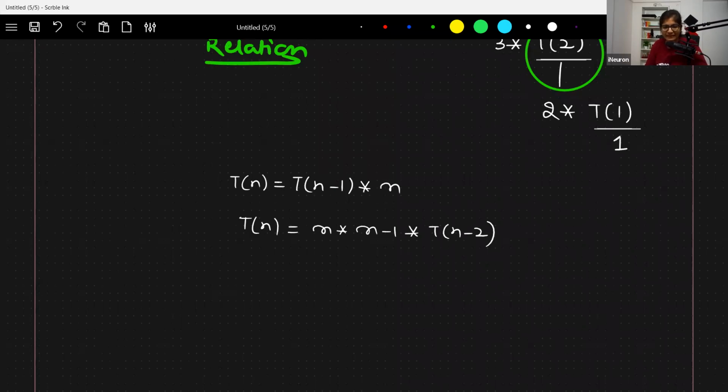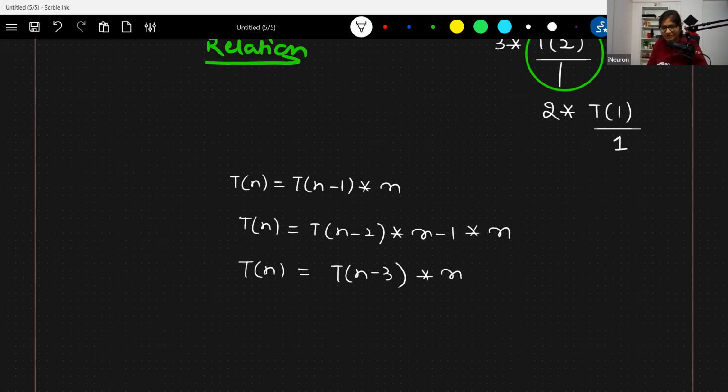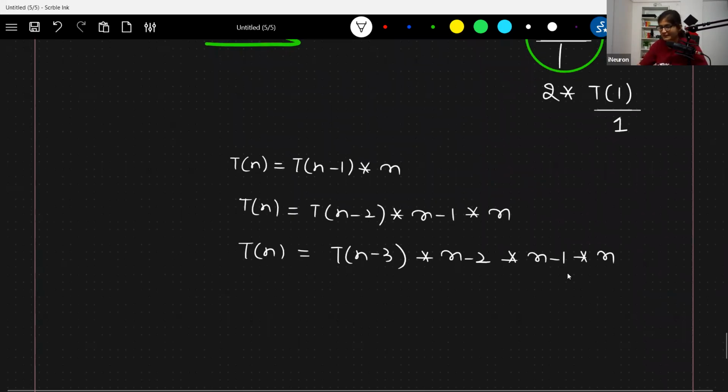So what I'm doing is writing the recursive term up front, because we need to substitute that term. So T of n minus 2 into n minus 1 into n. Can I write it like this, everyone? Is everyone following me? Is this fine until now? Now the third equation, what will we get? T of n minus 3 into n minus 2 into n minus 1 into n. Is this correct, everyone?